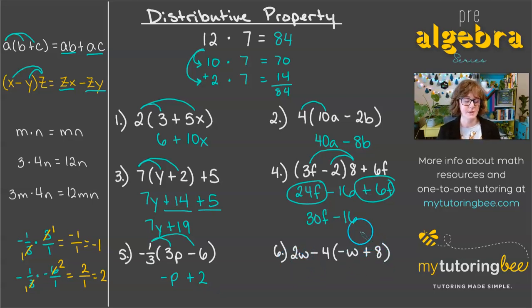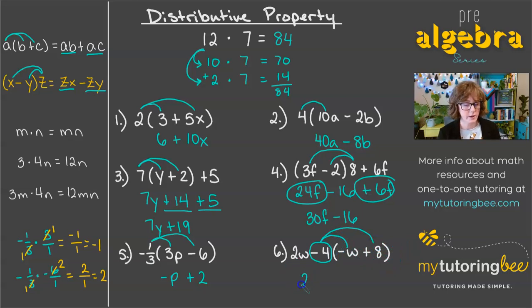All right, our last example here, we've got 2w minus 4 times the quantity negative w plus 8. So we are going to distribute this 4 that's outside of here, but I want you to be careful, especially when you have a minus sign, a subtraction, or a negative sign. You want to carry that subtraction with the 4 when you are distributing it. So we're going to consider this a negative 4 times negative 1w, and then a negative 4 times positive 8.